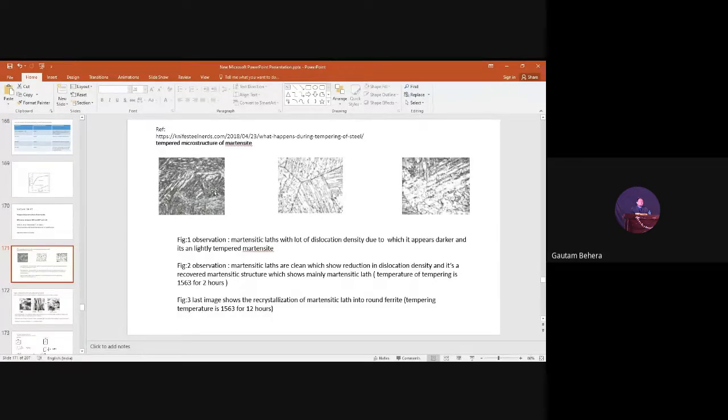So here we have martensitic laths, and this region appears darker because, if you remember, when martensite forms from austenite, there is a shear and plastic deformation. Due to this, a lot of dislocation density is present inside the martensitic laths, so this appears as a darker region. You can see the direction of the lath in this direction, and here it will be like this.